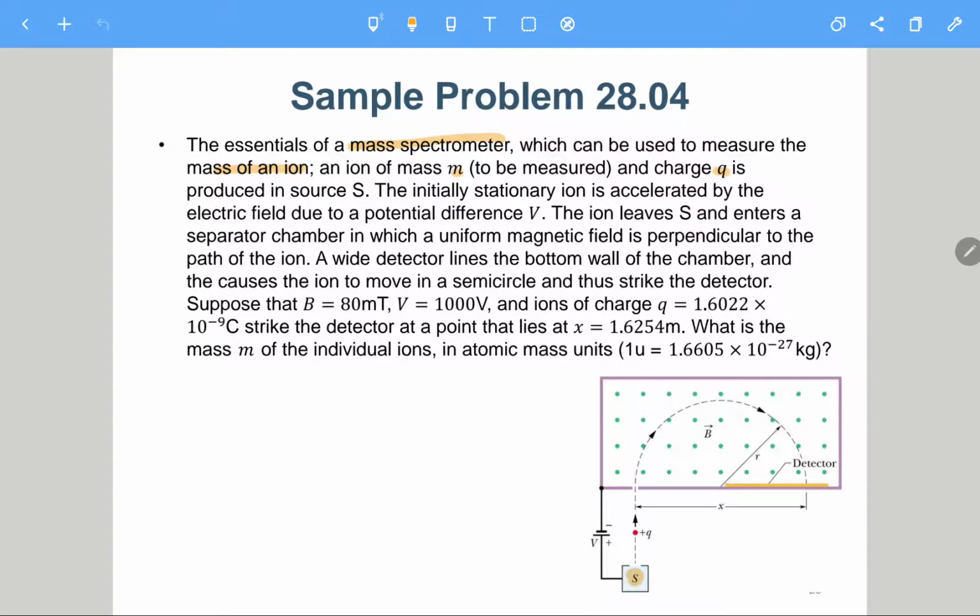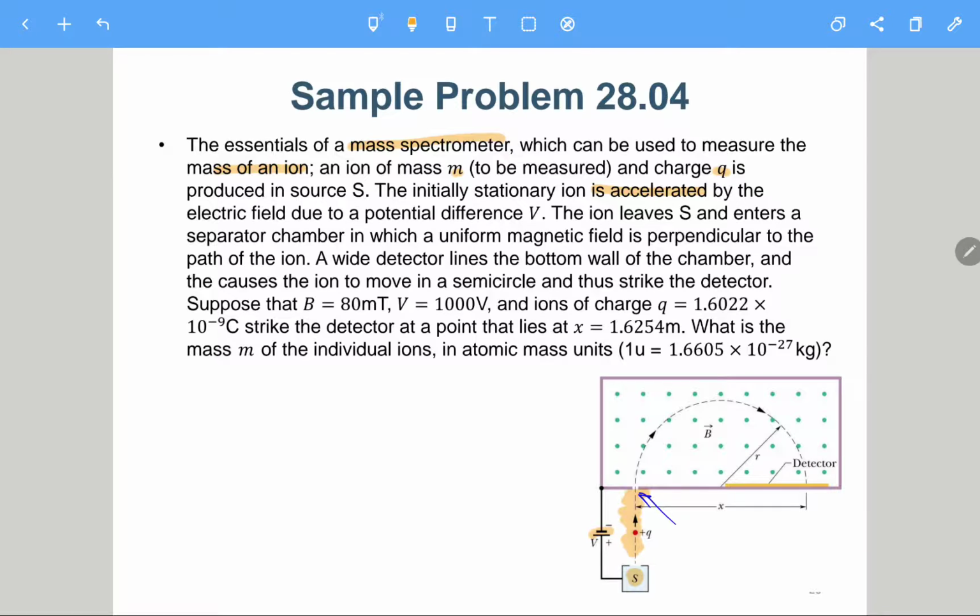Okay, so the initially stationary ion is accelerated by the electric field. Here in this region, there is a voltage difference. So there will be an electric field between the source S and this hole. In this case, the charged particle will be accelerated by the E field because there will be a Coulomb's force there. So the ion is accelerated by the electric field due to the potential difference V.